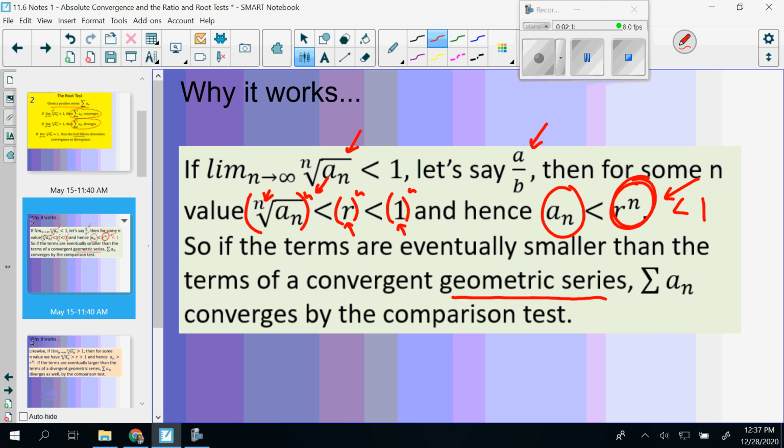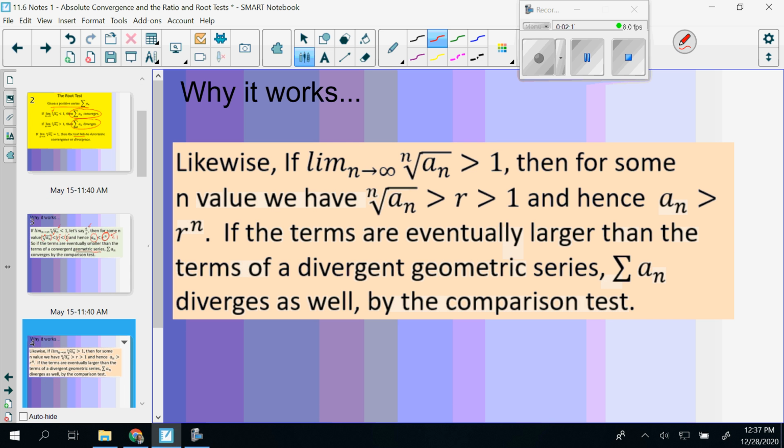Same thing if it ends up being divergent, where it's greater than 1. That means the nth root is greater than r, which is greater than 1. And so if you take the nth power of all these, it ends up that a sub n is greater than r to the n, which is greater than 1. But we know by geometric, if your r is greater than 1, that you're going to have a divergent one. So it's again comparing to a geometric series that we can make that conclusion.